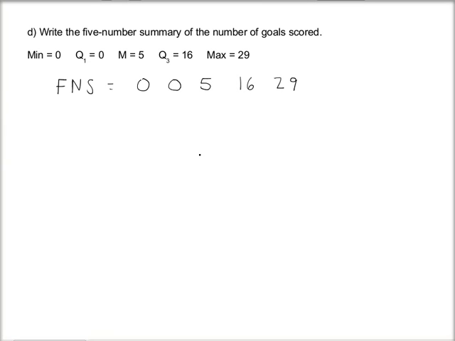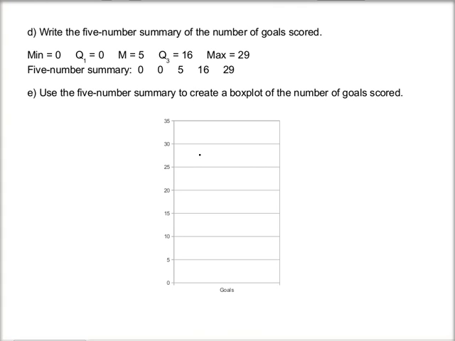And then finally, for the last part, we want to use that to create a box plot of the number of goals scored. So first, let's make sure that our vertical axis can accommodate the range. So it has to go all the way from my minimum 0 and include everything up through my maximum, which is 29. So we actually go from 0 to 35 here, so I've got plenty of room for my chart.